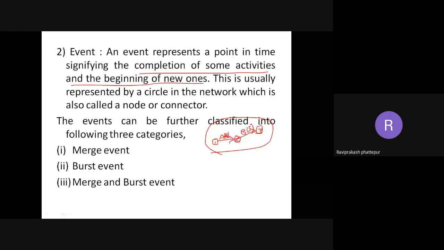So you need to understand what is a merge event, what is a burst event, what is a merge and burst event, what is an activity, what is an event, what is PERT, what is CPM, the advantages, the difference between PERT and CPM, and where they are used, that is the application of PERT and CPM. These are very, very important. If you understand these, then only we can move ahead.